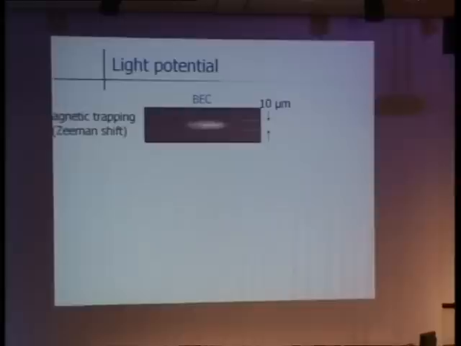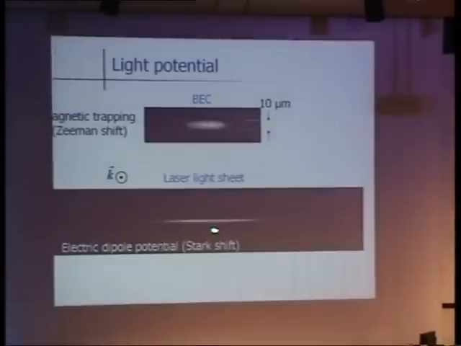So the way that we create this minimum, the way we apply the force to the atoms, is with a laser beam. So here's what the atoms look like when there's no minimum. The minimum is created by this laser beam, which is moving out of the screen. And due to the Stark shift that this laser beam creates on the atoms, it can repel or attract the atoms. In the case of this talk, it attracts the atoms.